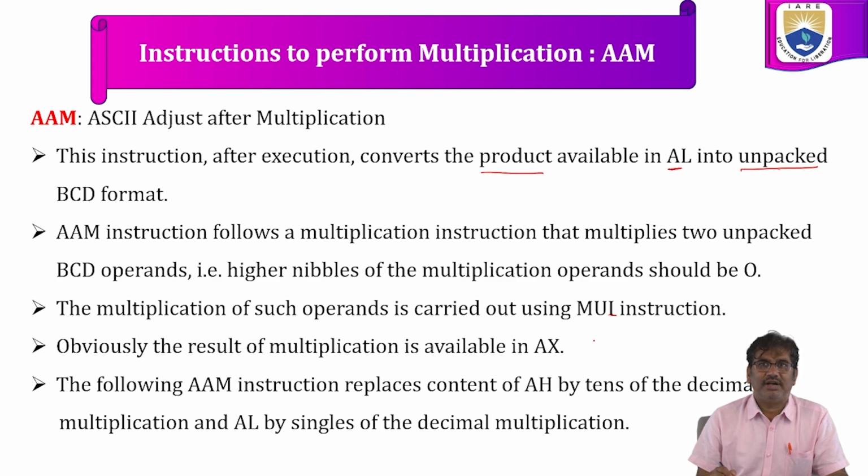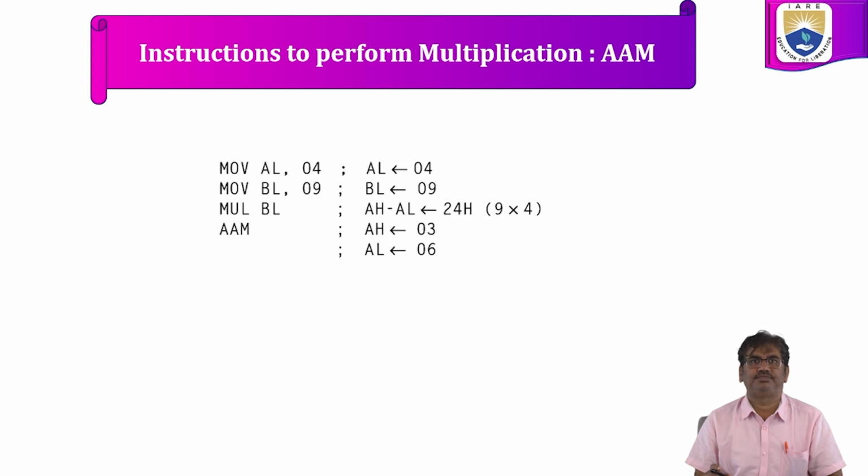Obviously, the result of multiplication is available in the AX register. The following AAM instruction replaces the contents of the AH register by the tens of the decimal multiplication and AL by the singles of the decimal multiplication. So the product which is there in the AL register, the least digit will be placed in the AL register, and the next digit is placed in the AH register.